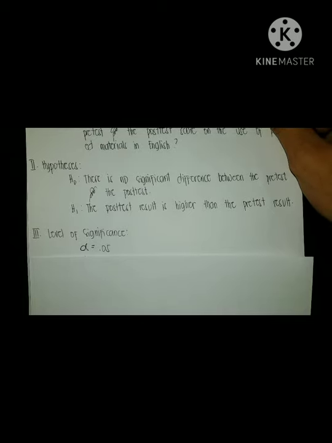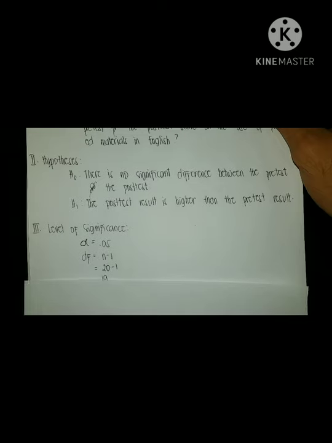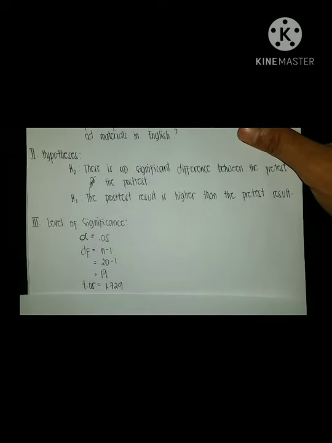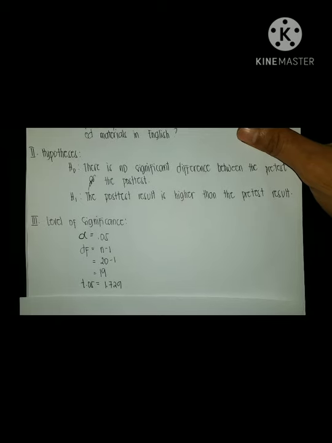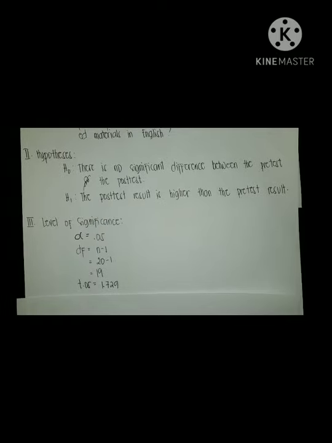Next is the degree of freedom. In the t-test for correlated samples, df is given by n minus 1. So that will be 20 minus 1, which is 19. Next is the t-tabular value or the critical value. Here, we'll be needing the t-table.